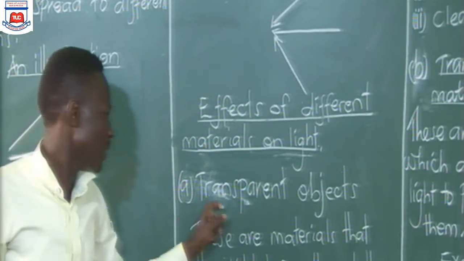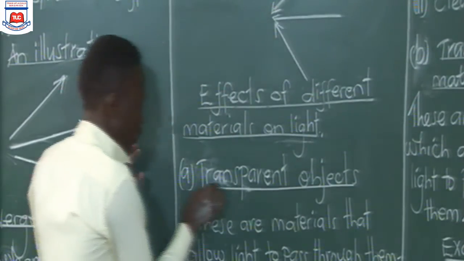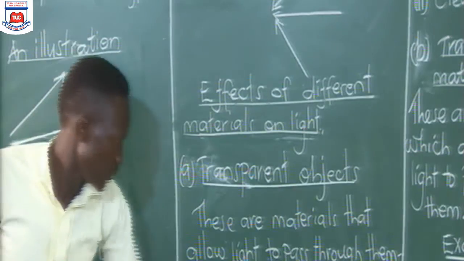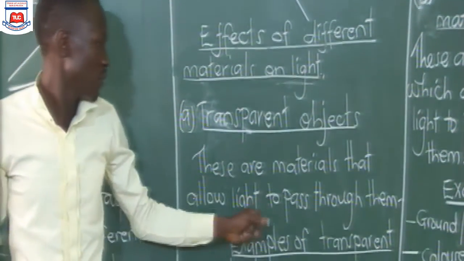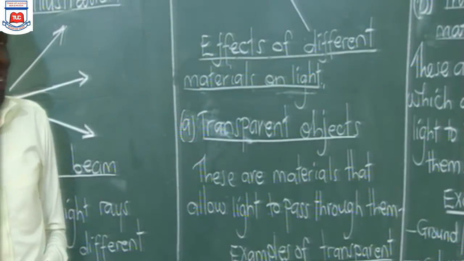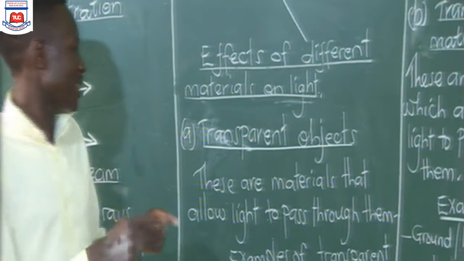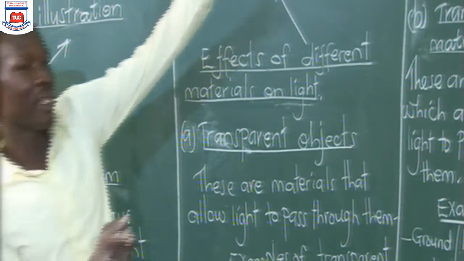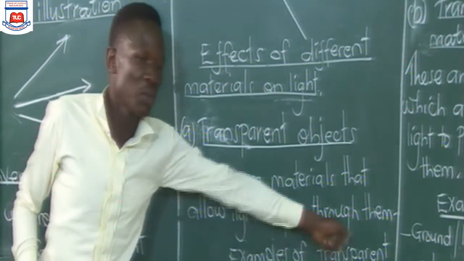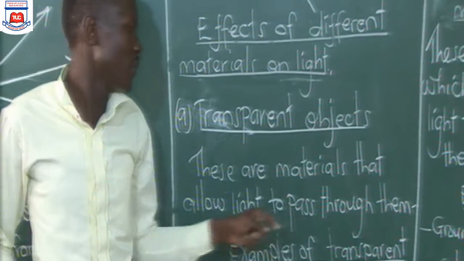One, we have the first material here. We call it transparent materials. And the question is, what are transparent materials? Transparent materials are materials that allow light to pass through them easily. Anything which is transparent is an object that can allow light to pass through it, and then light will not, of course, be obstructed. So we say these are materials that allow light to pass through them easily.